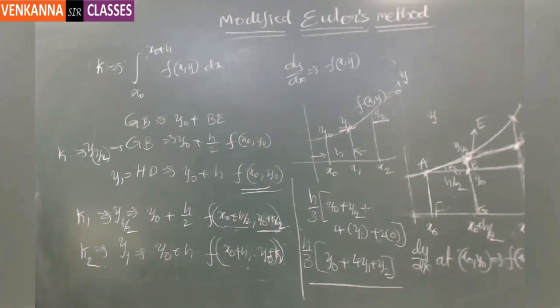Is that the convention? Let me check it. k1, k2, k3. So is this noted down?